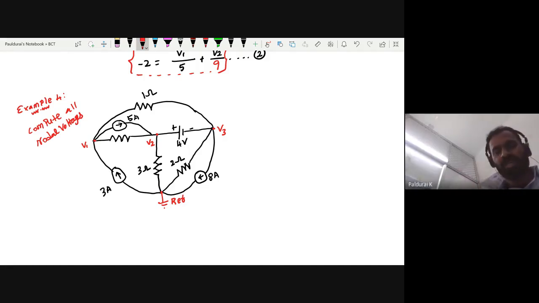What's the very first step? Here between V2 and V3 you have one voltage source, so it comes under a supernode. So what is the equation for the supernode? What's the very first step? You will apply KVL at the supernode. Apply KVL at the supernode. What is the equation?